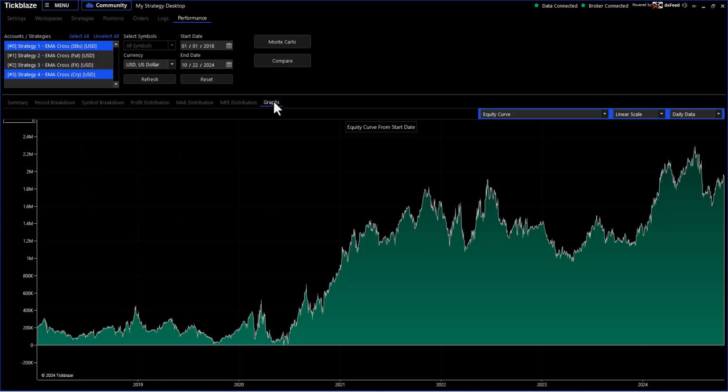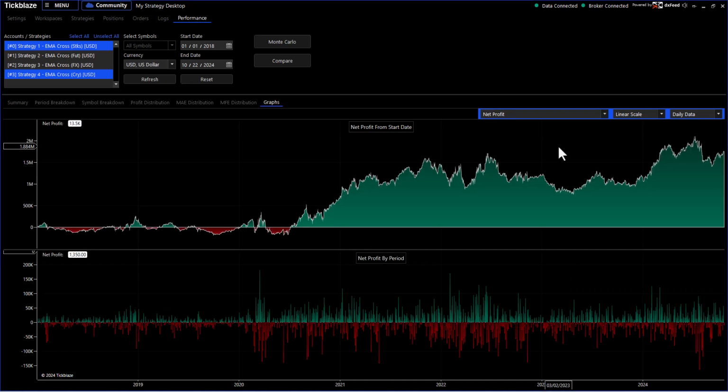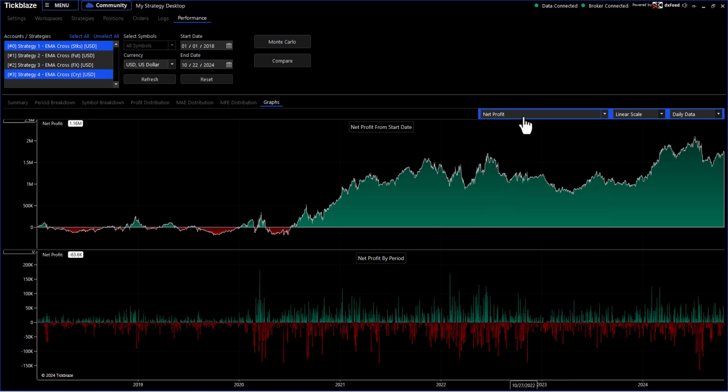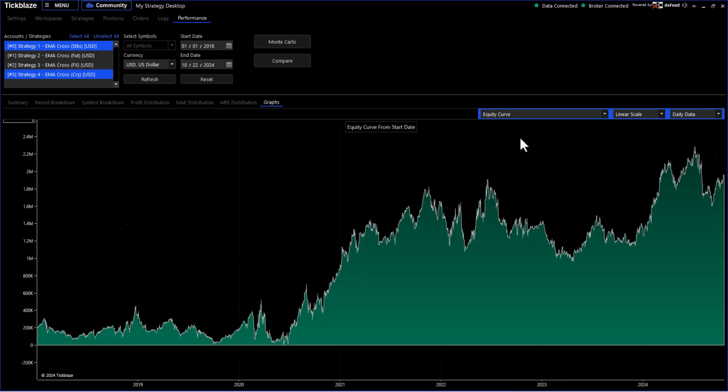Now, what I'm going to do is click on the graphs. You can see I can look at the equity curve. I can look at net profit. I can choose other metrics like drawdown and winning percentage should I want to look at those visuals as well, right? And the goal here is for you to be able to make sense of that data so that you have the confidence to want to trade them live.